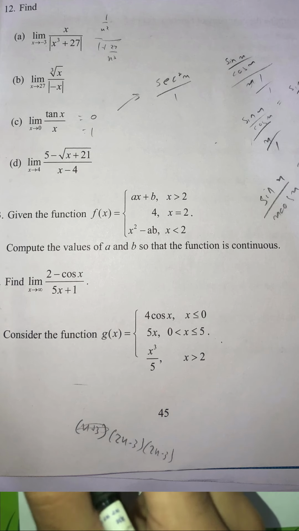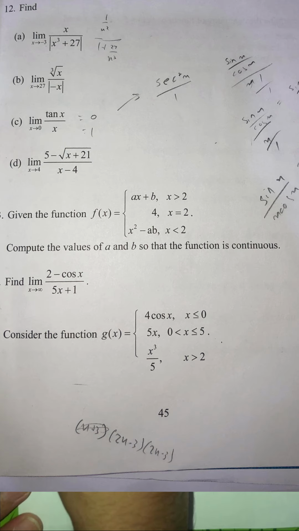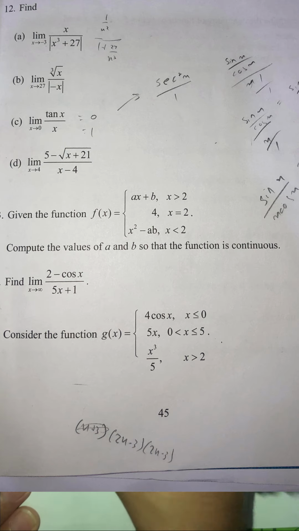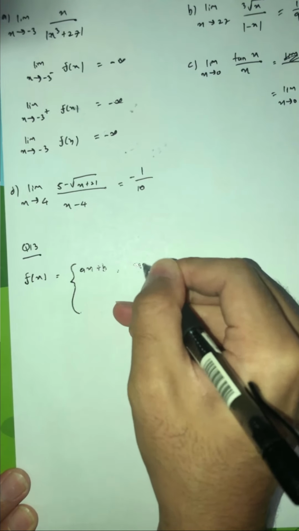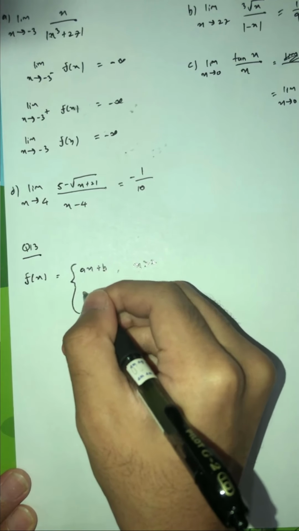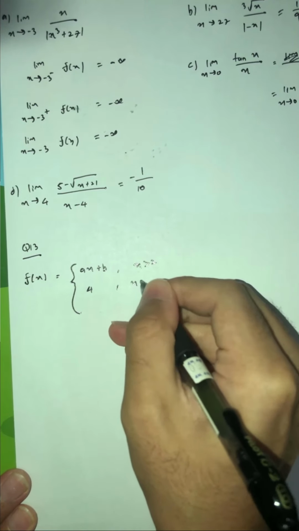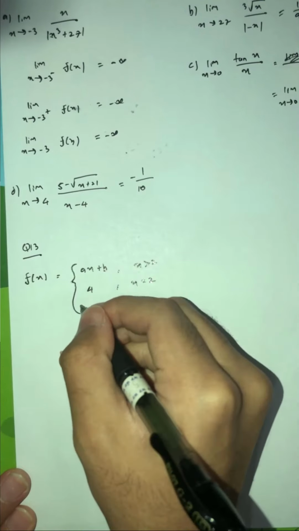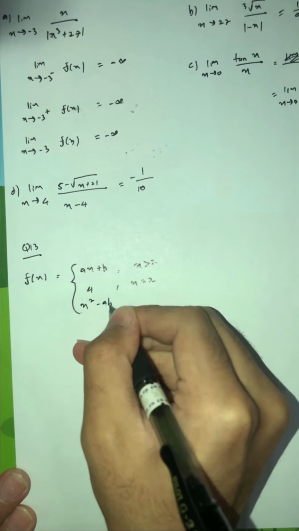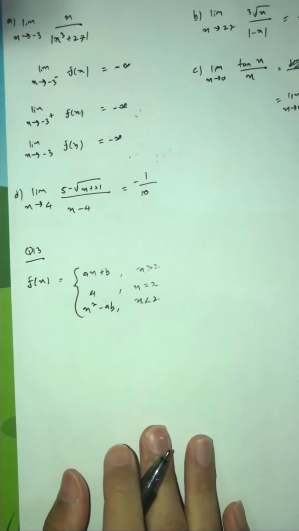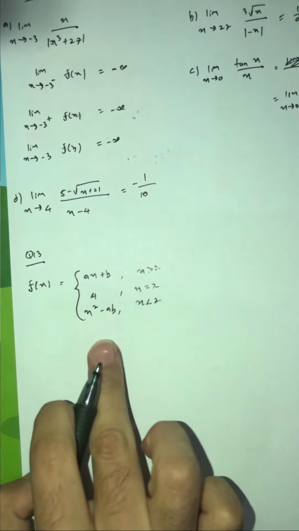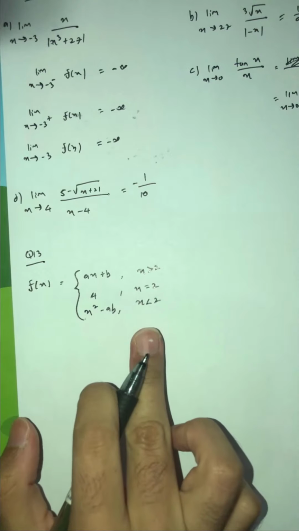Question 13 basically gives us f(x) equal to several functions over several different ranges of x. The first one is ax plus b at x more than 2, 4 at x equal to 2, and x squared minus ab at x less than 2. So we have to compute the values of a and b so that the function is continuous.